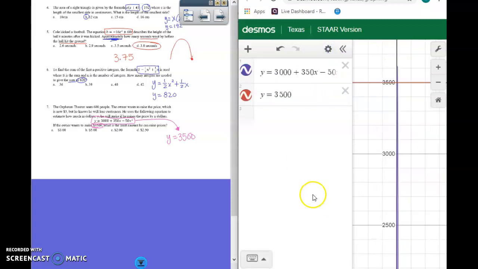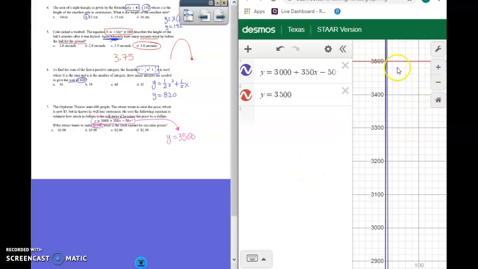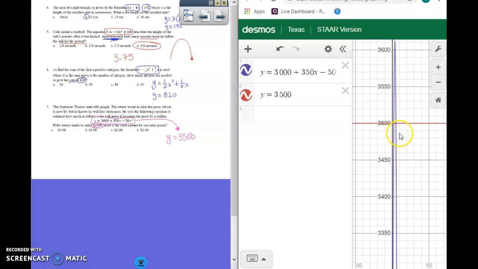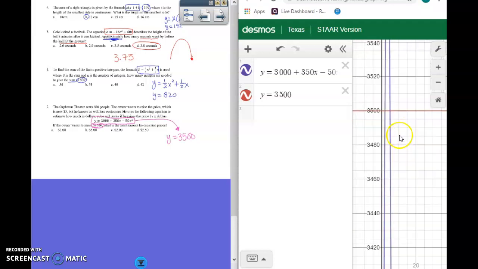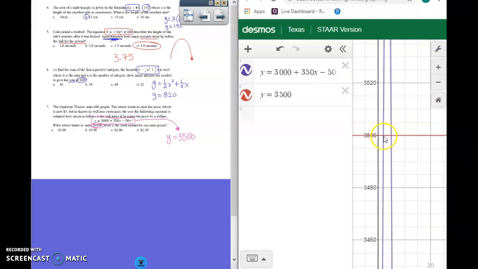Okay, this is how you do problem number 7. And then you would have to zoom in. You have to zoom in to see both. Zoom out and then zoom in and then click on both. One is 2 and one is 5. And it says if he wants to make at least 3,500, what is the least amount he can raise? El número más chico, the smallest amount, the least amount. What would the answer be? 2. The answer would be 2. That's the least.